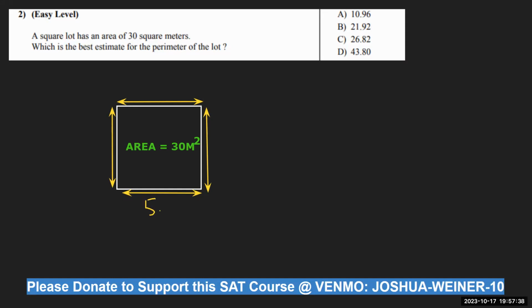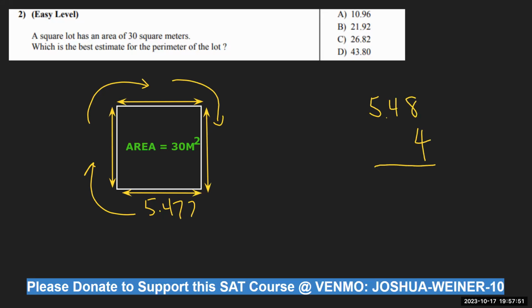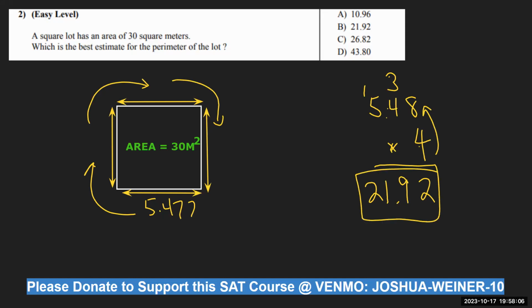5.477, and that would be on all 4 sides. So 4 times 5.48 is a faster way to save a little time. Put the 3-digit number on top, so we just have 1 row. 4 times 8 is 32. 16, 9, carry the 1. 20 plus 1 is 21. And a good estimate, because rounded here, right? So it's 21.92, and the answer was B, like Bravo.